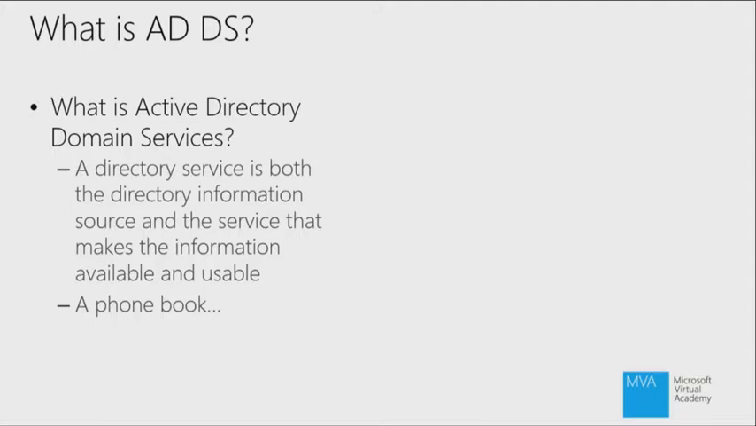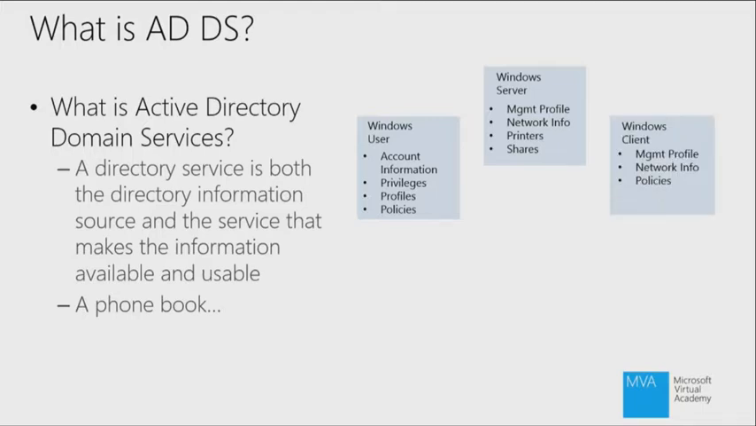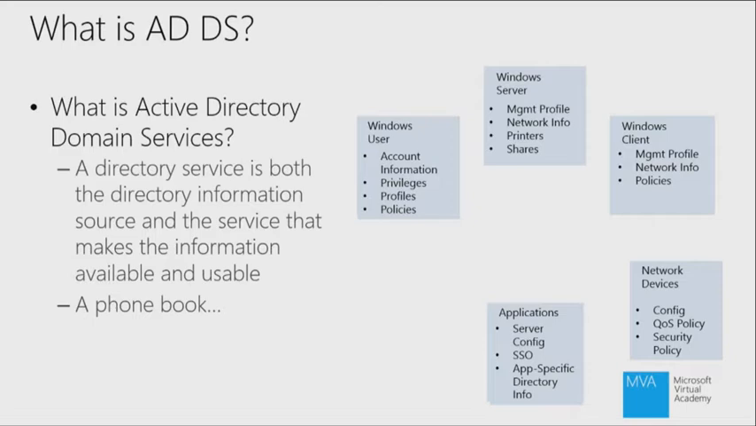What is the first one? Active Directory Domain Services. This is potentially the biggest, I don't know if I'd call it most important, but most prolific role in the Active Directory suite. A directory service is both the directory information source and the service that makes the information available and usable. In this case, information about servers, users, clients, network devices, applications, and email servers, because there's a very close tie between Active Directory and Exchange in the Microsoft portfolio.